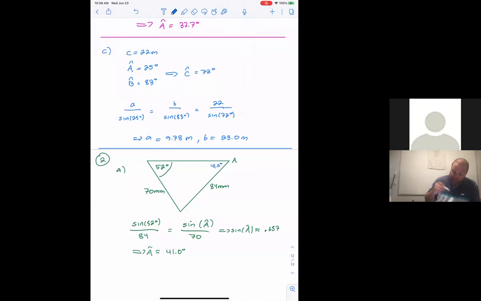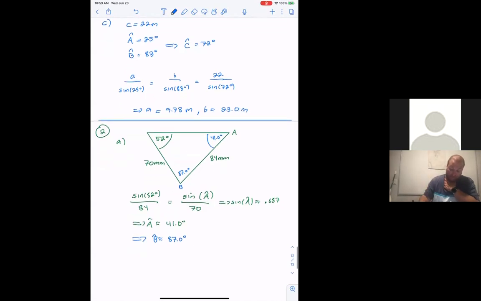Does that seem reasonable that it should be 41.0 degrees? Well, it's got to be less than 52 because it's opposite a smaller side. So 41 degrees seems extremely reasonable. And once I have two angles, I can add this to the original 52 and subtract it from the 180 and gives me my third angle, which again we'll call B. So B hat is approximately 87.0 degrees. And that's of course going to tell us that the third side must be the largest.